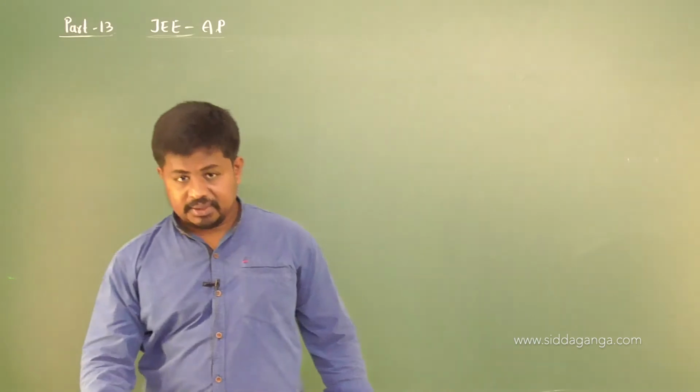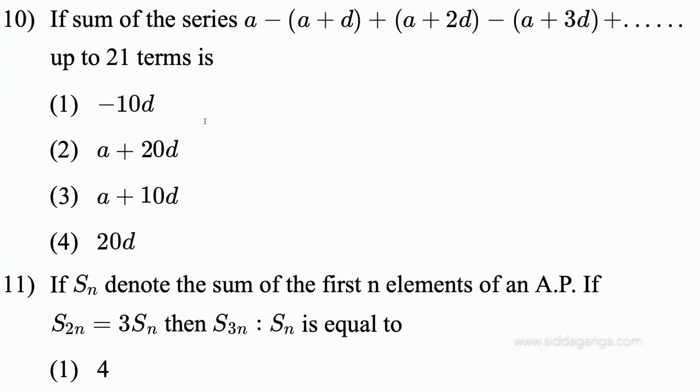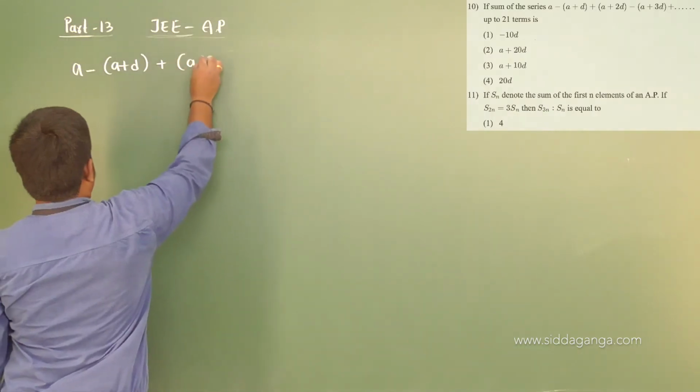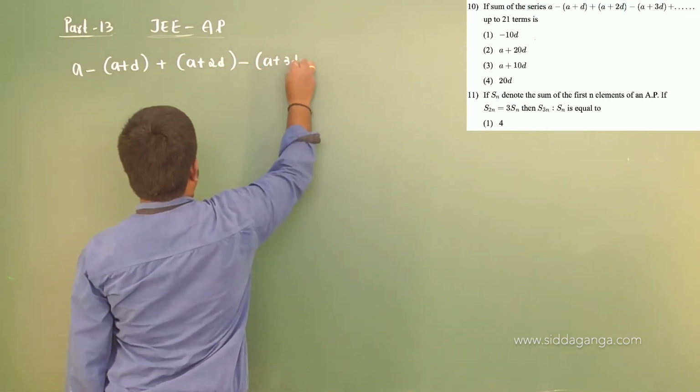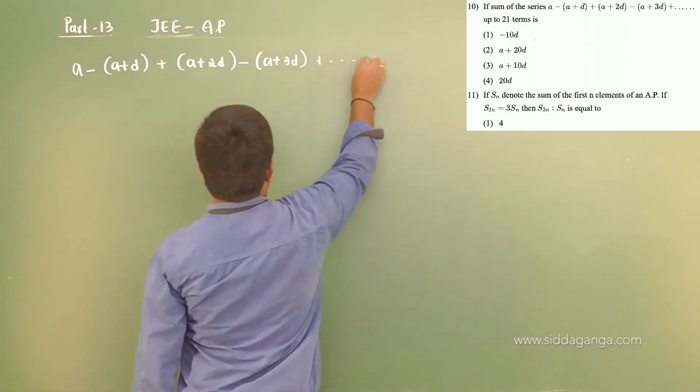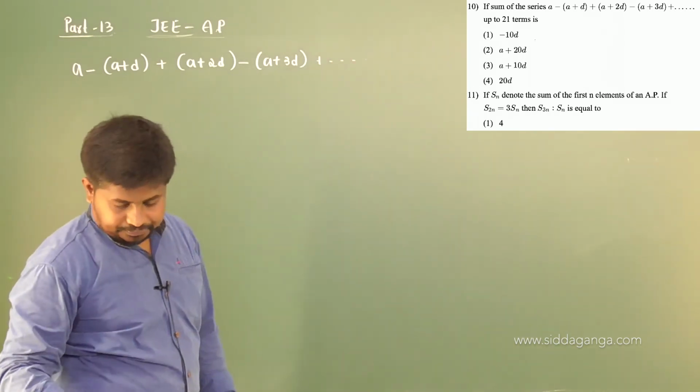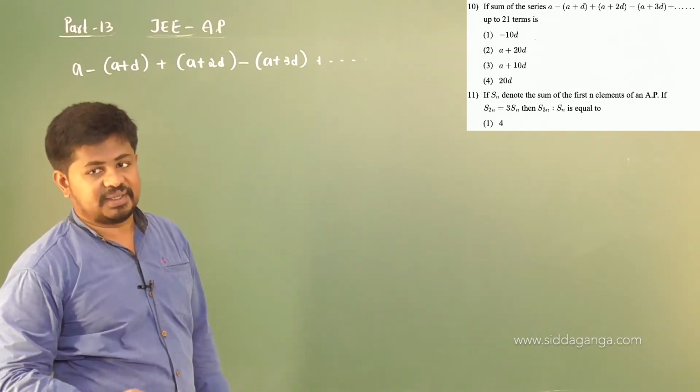Okay, let's move on to question number 10. If the sum of the series a minus (a plus d) plus (a plus 2d), you mean first term is a, second term is minus of (a plus d), third term is a plus 2d, and so on, up to 21 terms is equal to what? Yes, here we have a series like this: a minus (a plus d) plus (a plus 2d) minus (a plus 3d), and so on. So like this, what is the sum of the first 21 terms of this series?